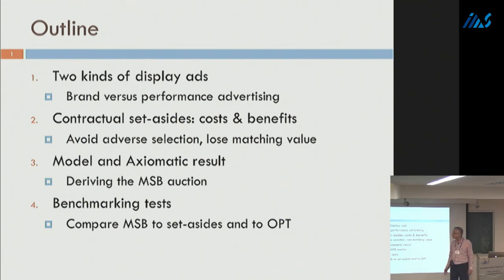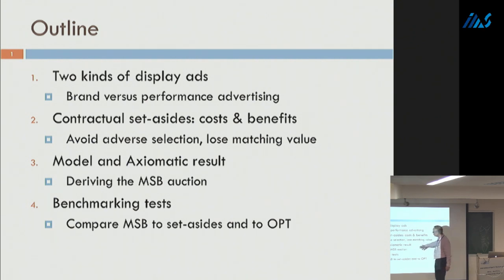They also have the effect of blocking efficient matching. And in fact, as I showed you, among all incentive-compatible mechanisms for allocating the ads, contractual set-asides are pessimal. They minimize the total welfare, they minimize the seller revenues, they minimize the bidder profits. In a model without adverse selection, they're a terrible idea. And that's why I think it's reasonable to suppose that the reason for them is that there is adverse selection.